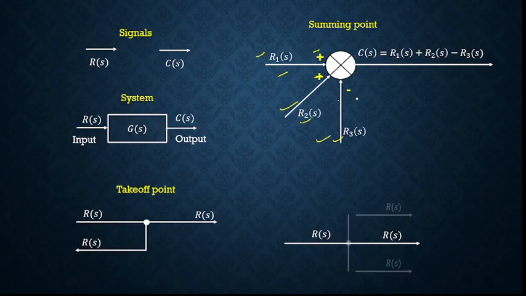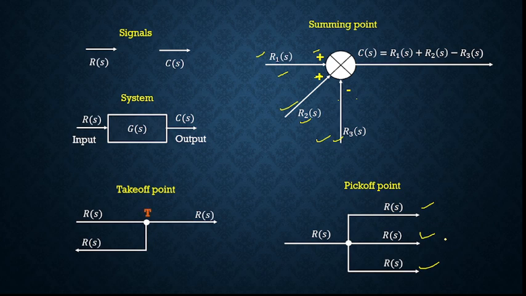Next is the pick-off point. It is also called the takeoff point, where a single input is given as multiple inputs to systems, or the other way. So this R of S is given as multiple inputs to the systems, or to the blocks, or to other inputs, or to summing points or takeoff points. So this is called the pick-off point. T is called the takeoff point, P is called the pick-off point.